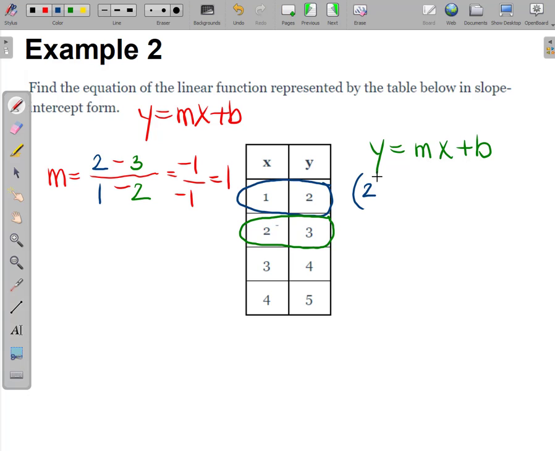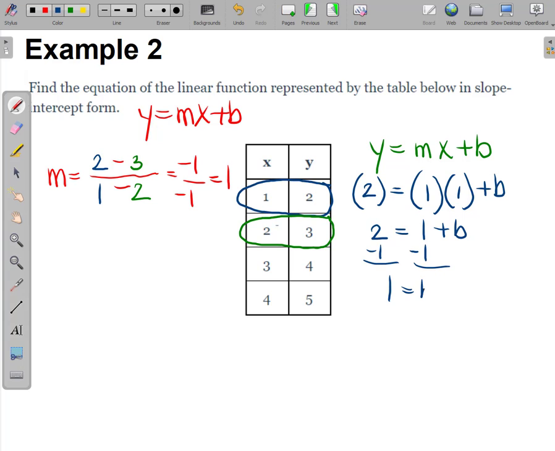So in goes 2 for y. My m is conveniently positive 1, and my x value is going to be positive 1. So my equation would be 2 is equal to 1 times 1 plus b. That would simplify to 2 is equal to 1 plus b. And then I would solve for b by subtracting 1 on each side. So I put 1 is equal to b, and I'm done.